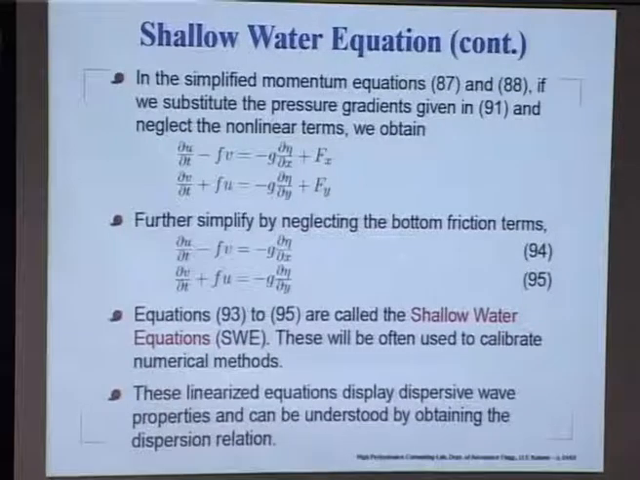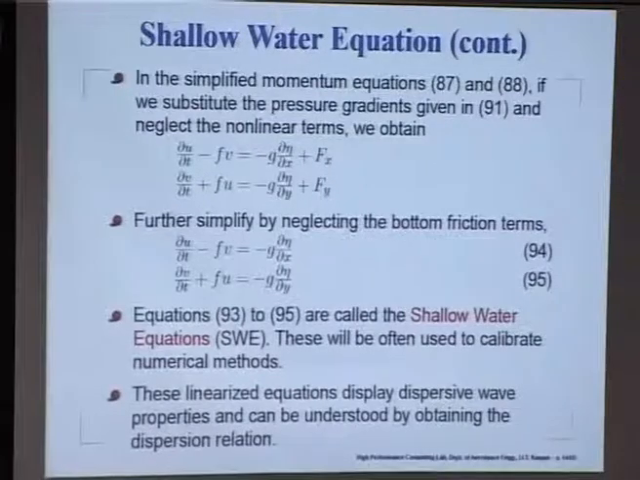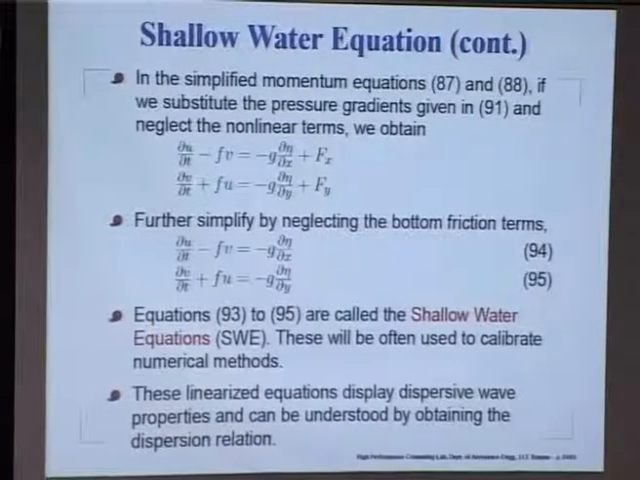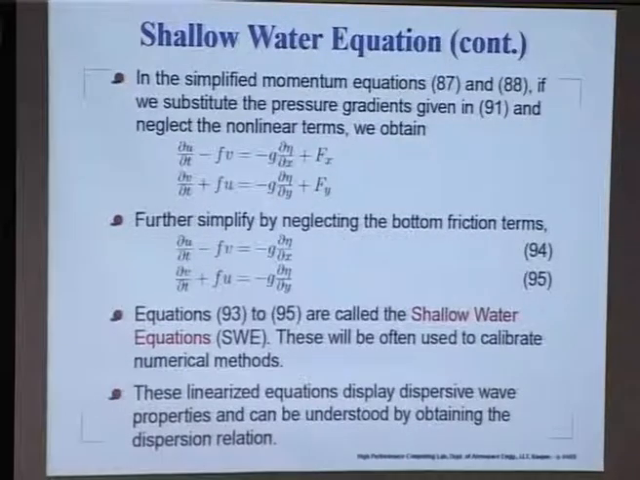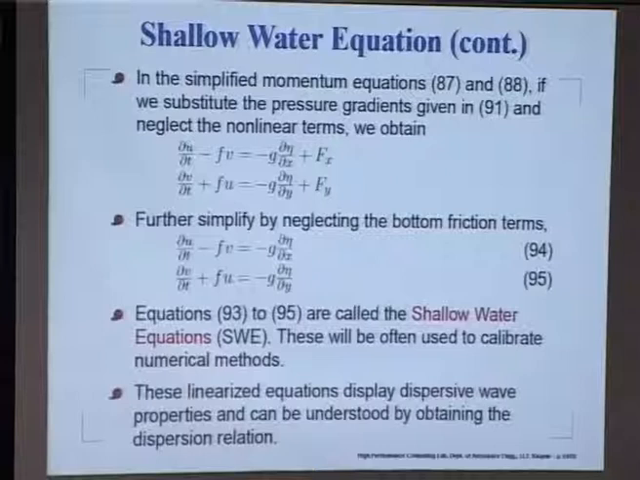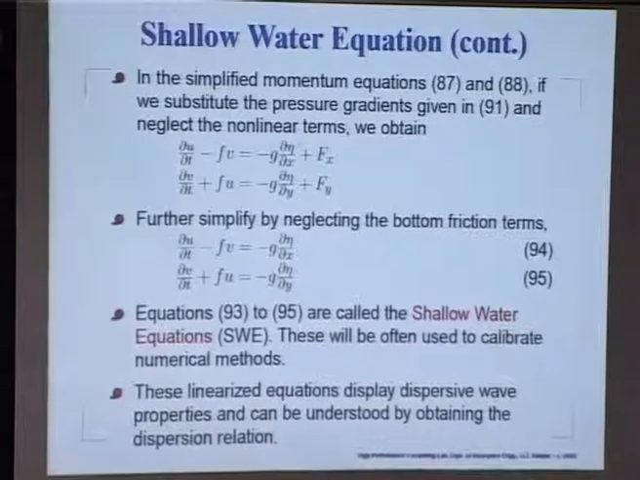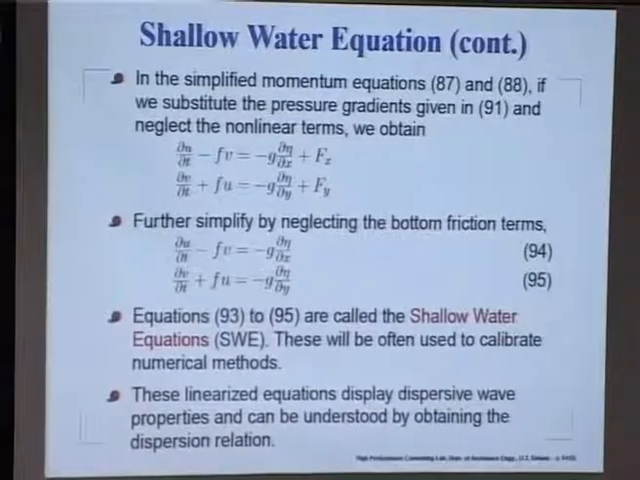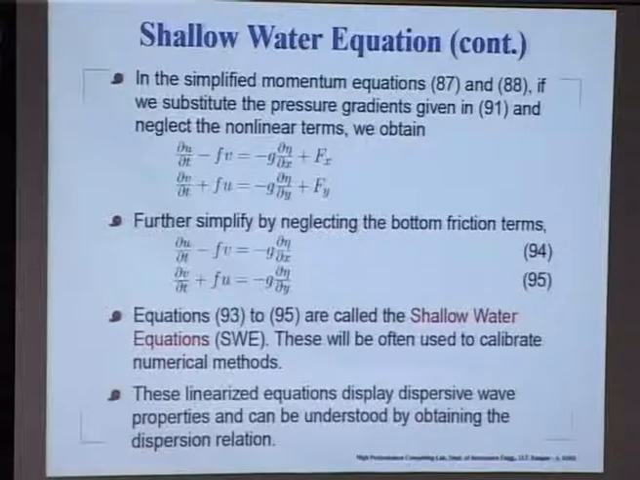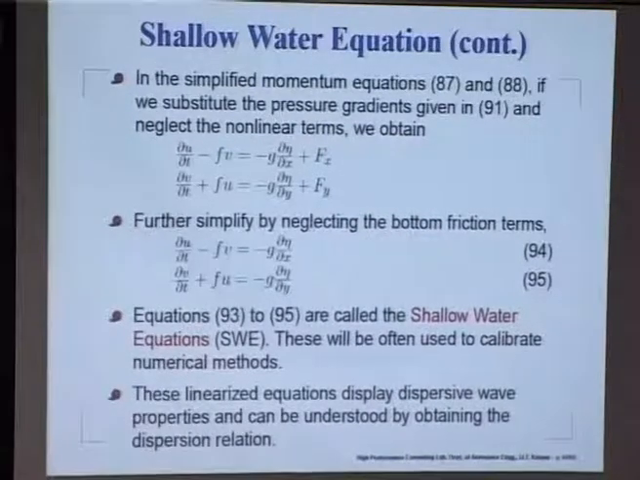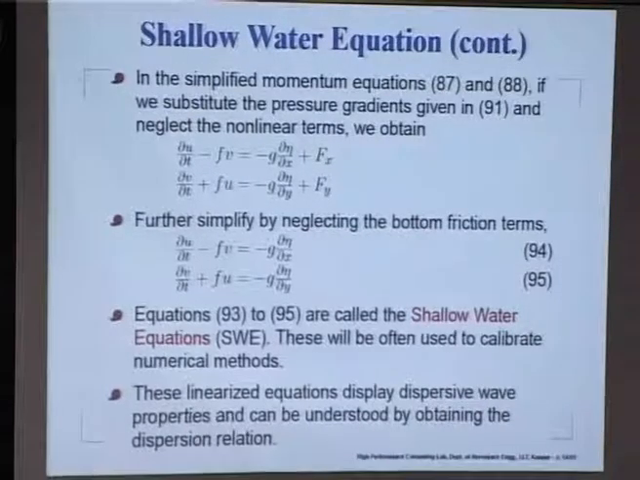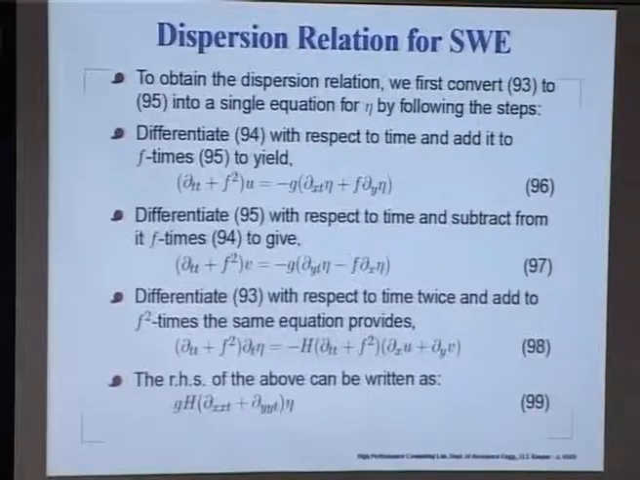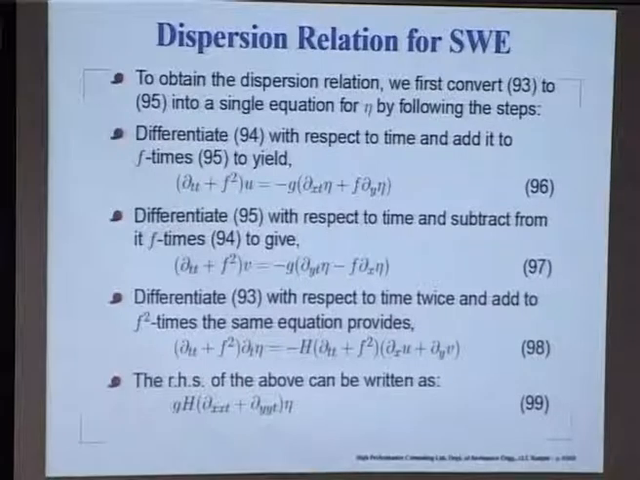We actually are going to use this equation to calibrate numerical methods. Now, why do we do that? Because we have seen that other equation that we talked about, the D'Alembert solution of the wave equation. That equation was non-dispersive, that equation did not show any attenuation, whereas this equation shows dispersive wave properties, and to understand that it is indeed dispersive, we try to obtain the dispersion relation. Now, let us go through this exercise step by step.